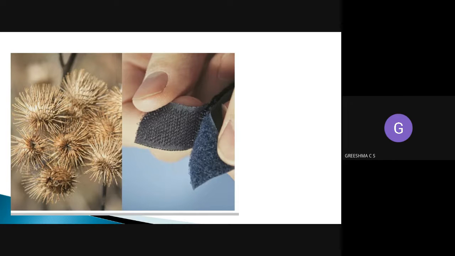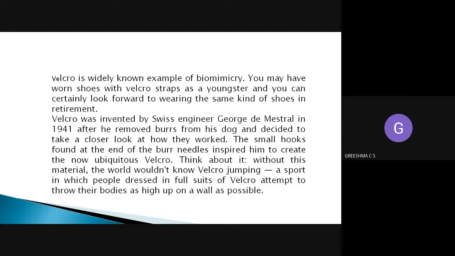Okay, velcro, from where they have got this idea, that is from the nature. From the nature they have got this idea of velcro. So velcro is one of the well-known biomimicry. Okay, so you might have worn shoes with velcro straps as a youngster. Now also you will be wearing.